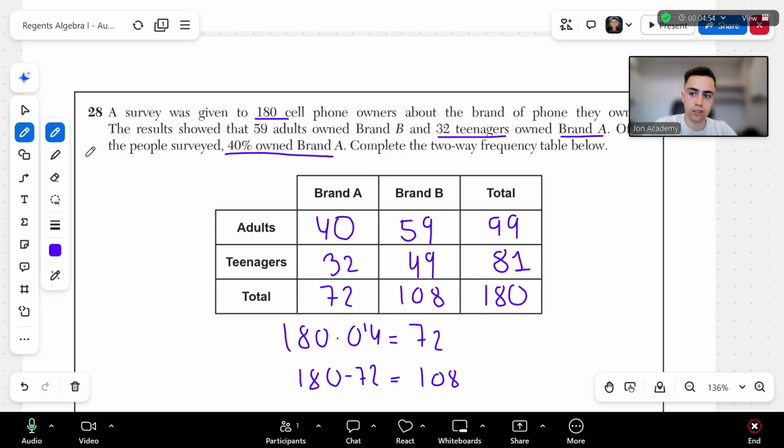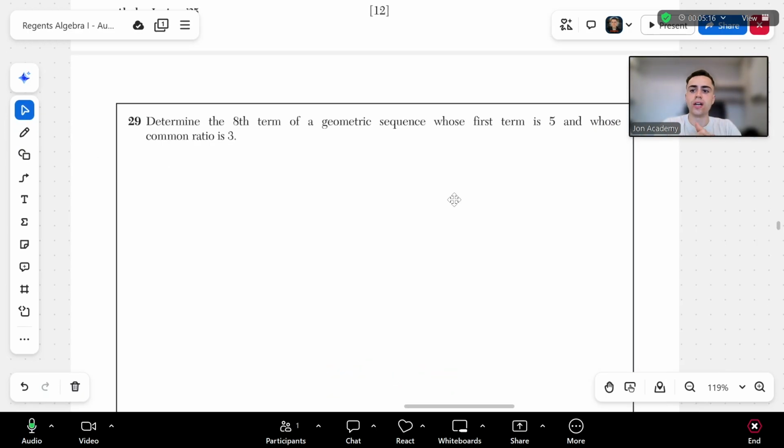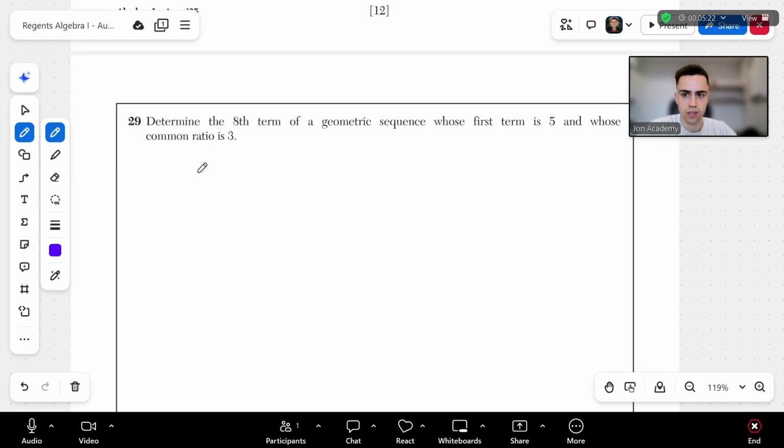And now just to check, we could be adding these two numbers, 99 and 81, and we can see that it adds to 180. So we were correct. Let's see now number 29. It's about a geometric sequence whose first term is 5 and common ratio is 3. So that means A1 equals 5. Second element would be 5 times 3, which is 15.